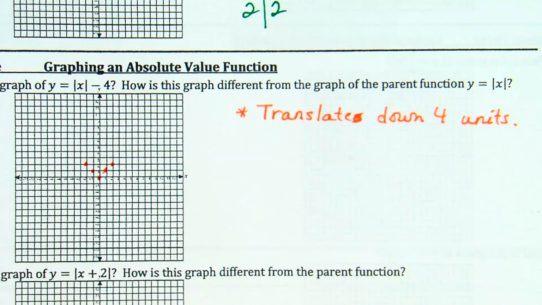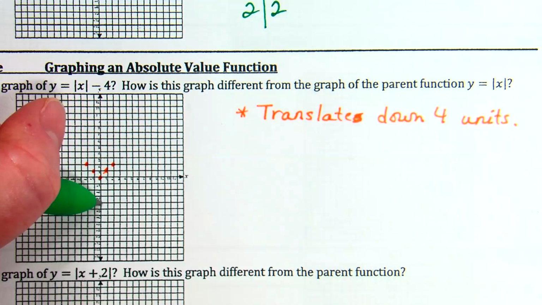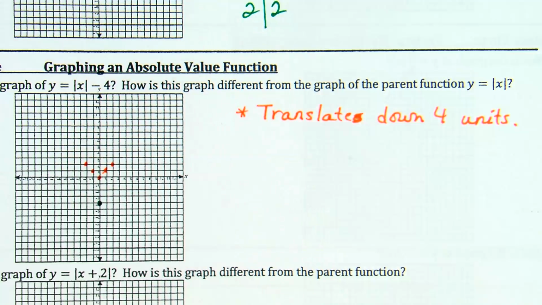Now, for me, the easiest thing to do is to take the vertex and move the vertex down 4. And then what's going to be the relation from the vertex? Up 1 over 1, up 1 over 1, up 1 over 1, up 1 over 1. Graph.